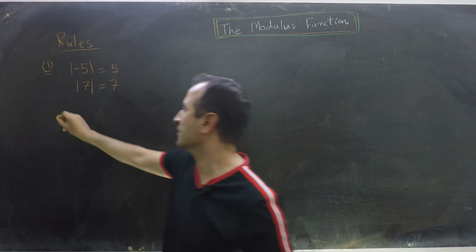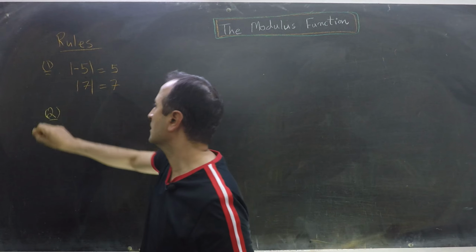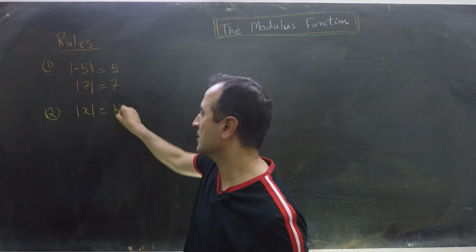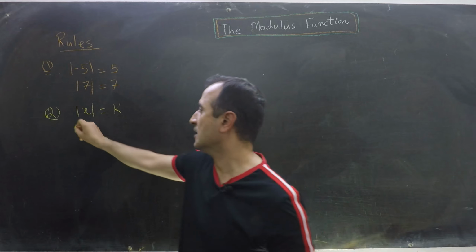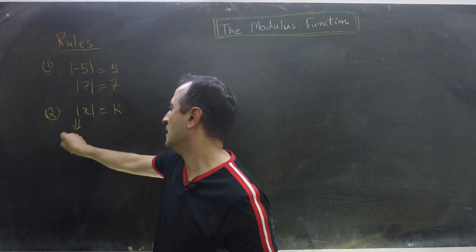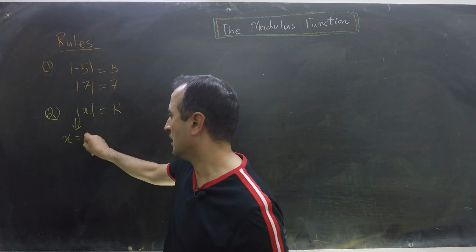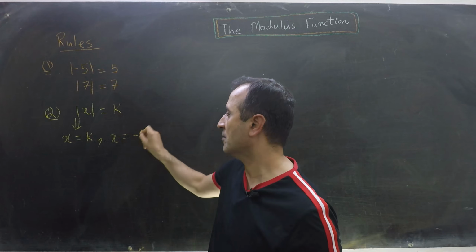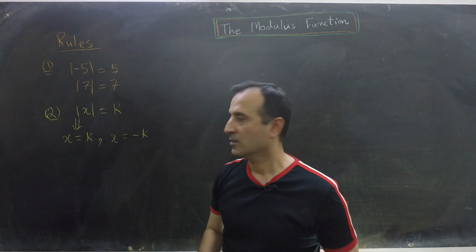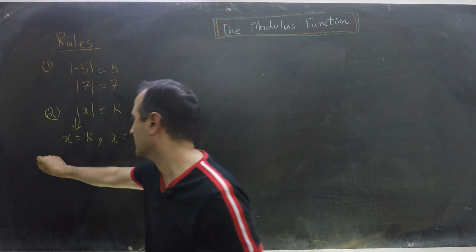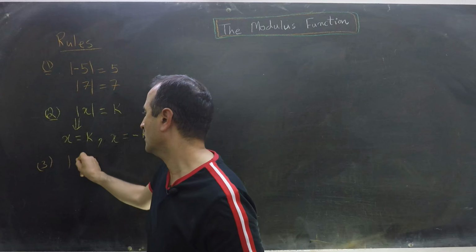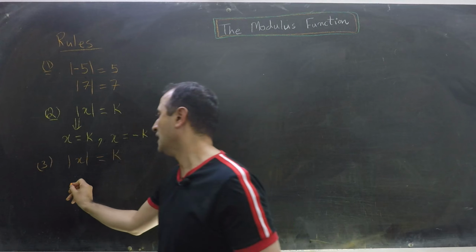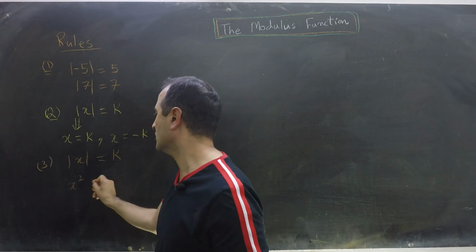Rule number 2. If modulus of x is equal to k, then it implies that x is equal to k and x is also equal to minus k. Rule number 3. If modulus of x is equal to k, then x square is equal to k square.